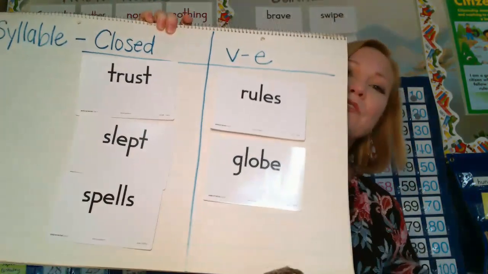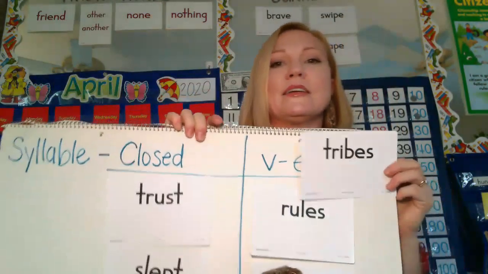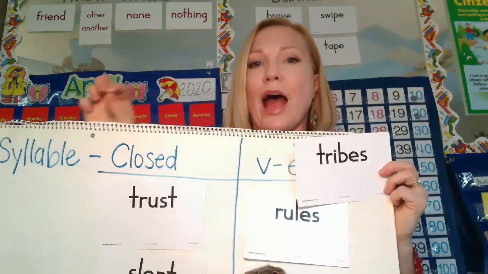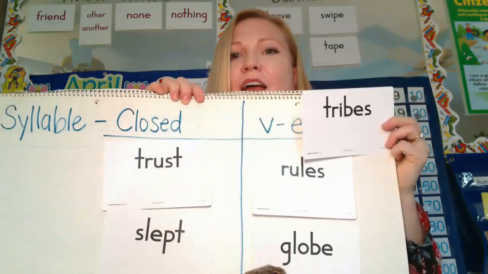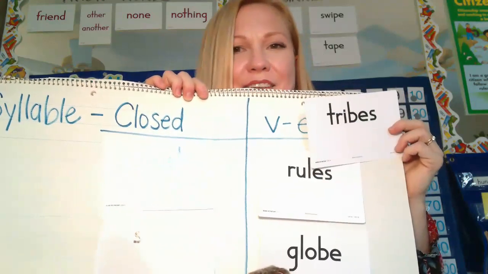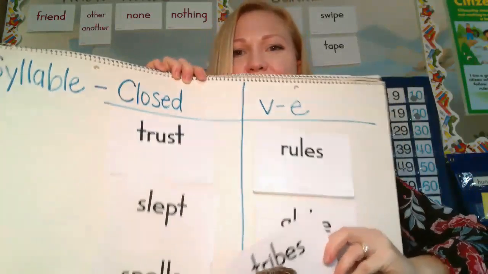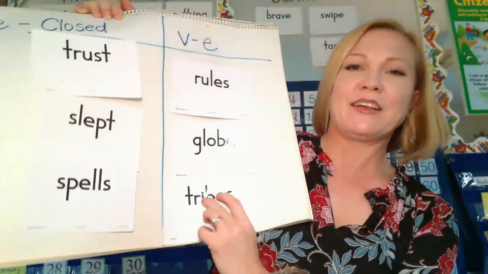And our last word for today is, let's tap it. Tribe. Tribes. I see an I with an E at the end. You're right. And a suffix, tribes. That's a V-E word. Very good, boys and girls.